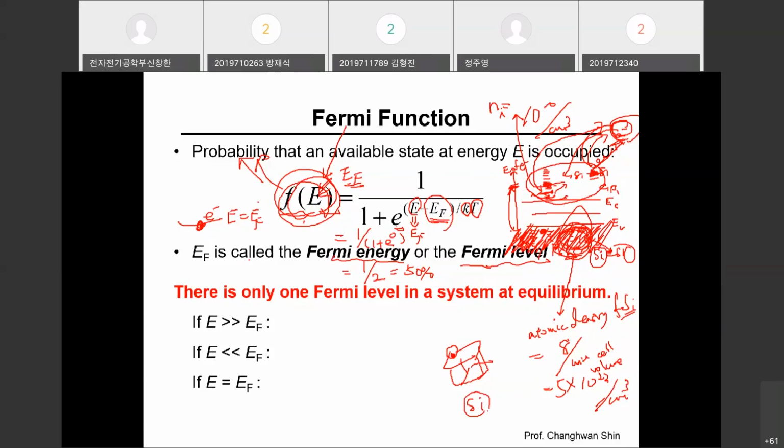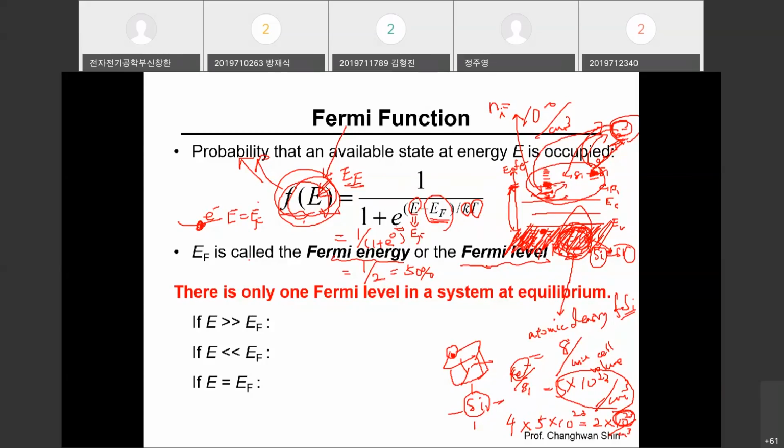A silicon atom has 4 electrons per atom, and the silicon atom density is 5 times 10 to the 22. So you can estimate the total number of electrons, right? 4 times 5 times 10 to the 22, so 2 times 10 to the 23 per cubic centimeter. So in 1 cubic centimeter, about 2 times 10 to the 23 electrons are available.